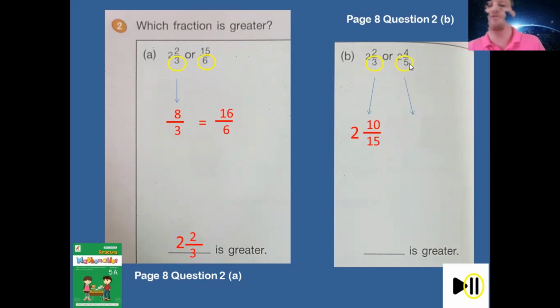And for 2 and 4 over 5, we're going to multiply 5 by 3 and 4 by 3, which gives us 2 and 12 over 15. And again, we can clearly see which fraction is bigger, or which mixed number is bigger. And we have 2 and 4 over 5 is greater, isn't it?